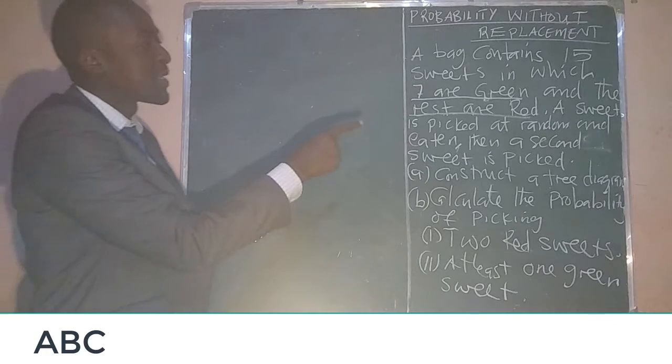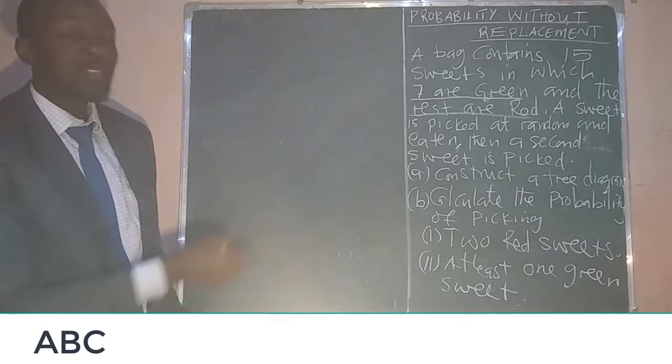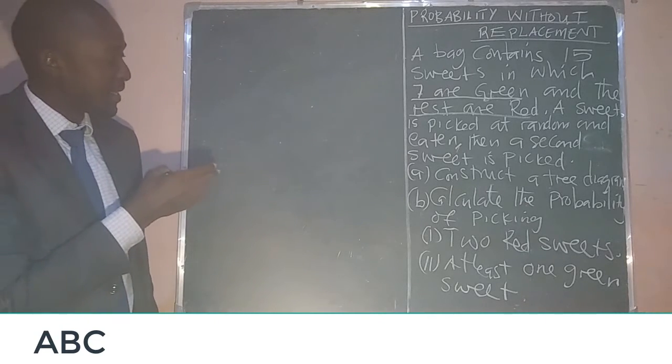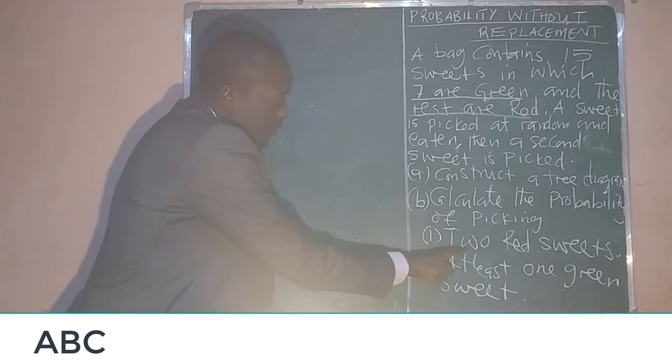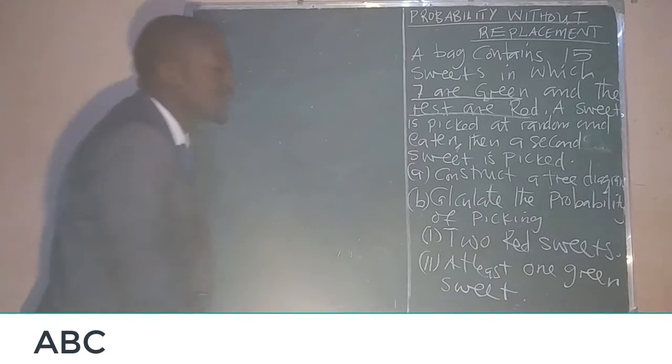A sweet is picked at random and eaten, then a second sweet is picked. The first question says construct a tree diagram, and the second question says calculate the probability of picking 2 red sweets and calculate the probability of picking at least 1 green sweet.